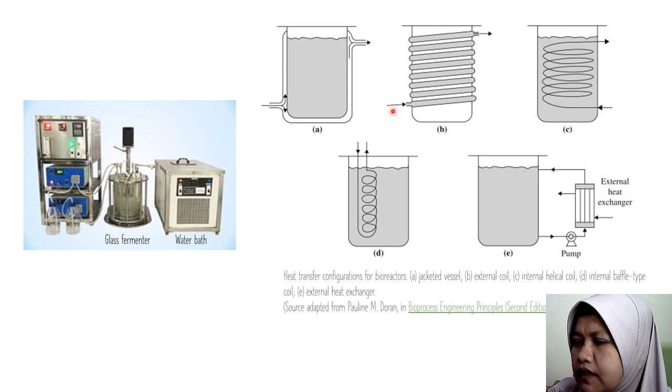Another example of heat transfer configuration for bioreactors is the jacketed vessel, as what you see here, and we have the external coil where the water will circulate around the vessel here, and this is in and out from the coil. Another one, we have an internal helical coil, where they insert this helical coil in the fermenter. Another one, we have an internal baffle type coil here. And the last one, but not least, is the external heat exchanger. They put the external heat exchangers controlled by the pump here, in and out, to control the temperature of the vessel.